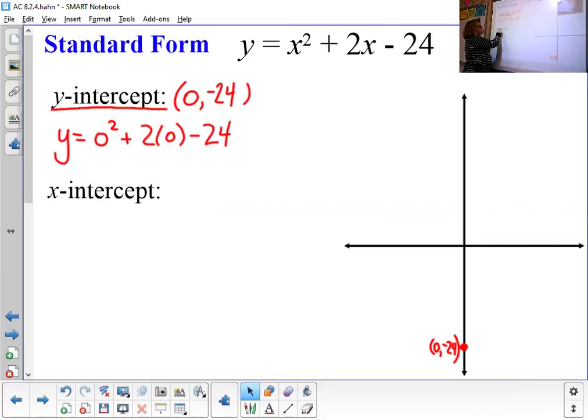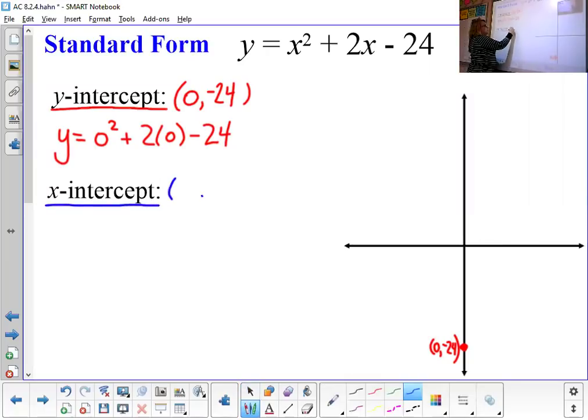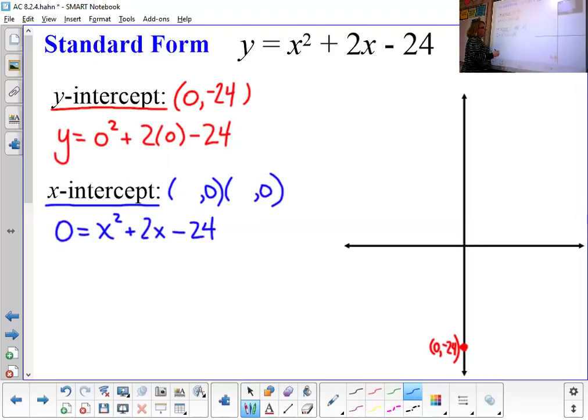Next, I'm going to find my x-intercepts. To find the x-intercepts, I need to put 0 in for y. So when I put 0 in for y, I get 0 equals x squared plus 2x minus 24. I can't solve this equation because I have two terms with an x in them. So the only way I can solve them is by changing it to factor form and using the zero product property. So I'm going to factor it.